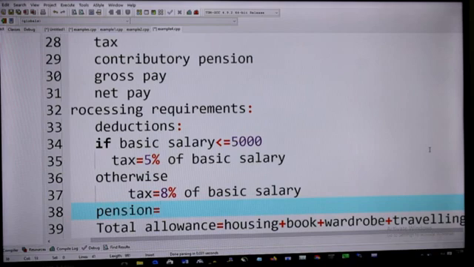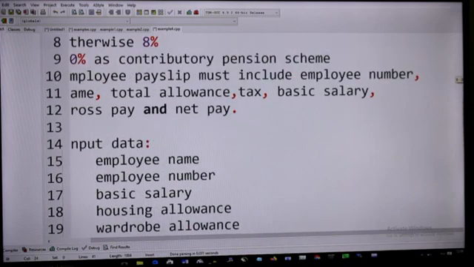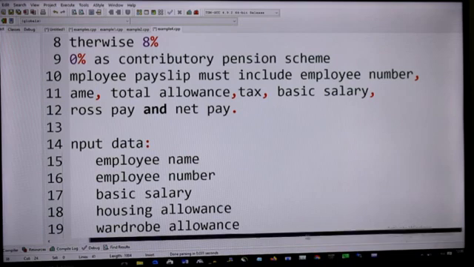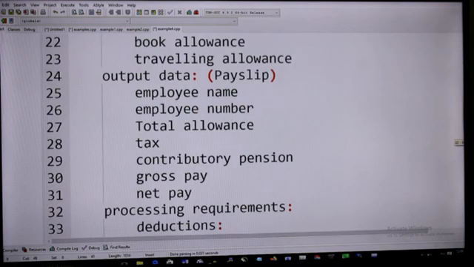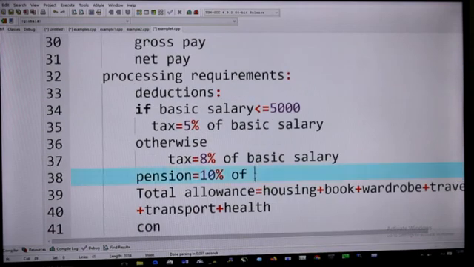So pension equals 10% of gross pay. 10% of gross pay, that is our pension. Those are the things we are going to deduct.